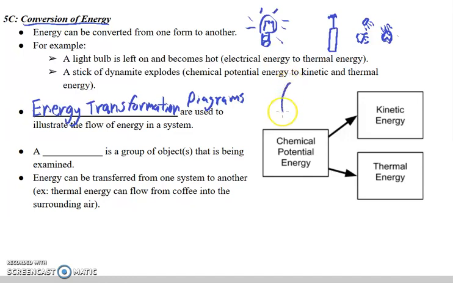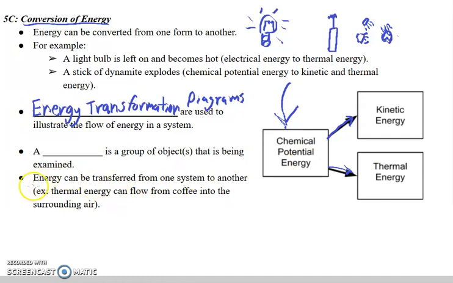So this is one right here, actually. It shows that we started with some chemical potential energy, and then that chemical potential energy is getting converted to kinetic and also thermal. This is really just showing what happened for that stick of dynamite example. It's representing the energy conversion with boxes and arrows. So that's really all it is. We're going to be using those.